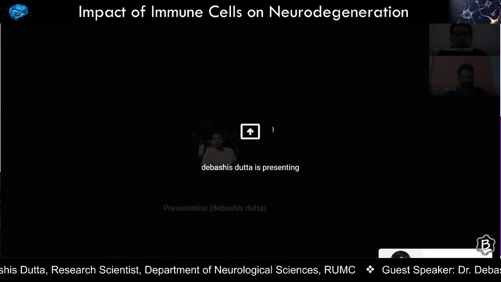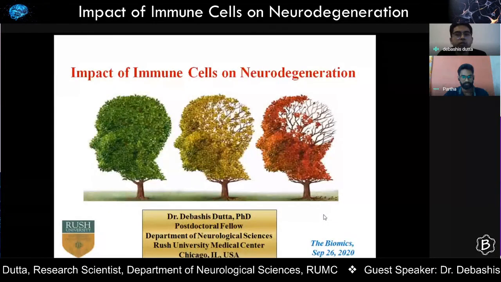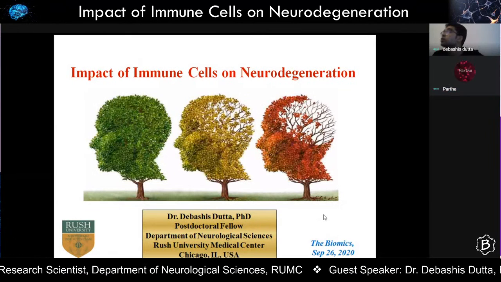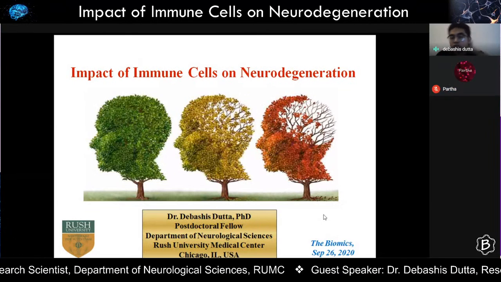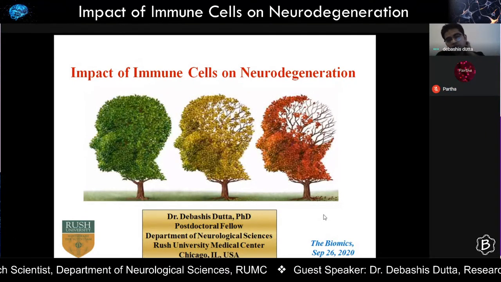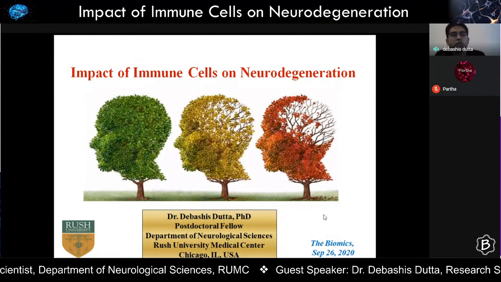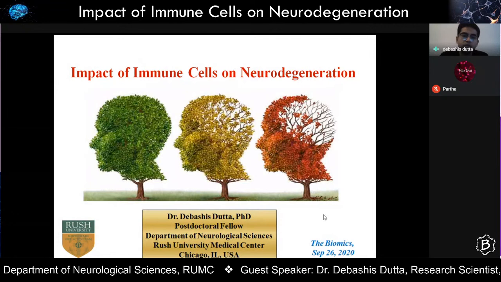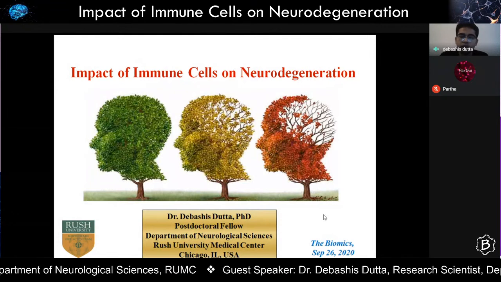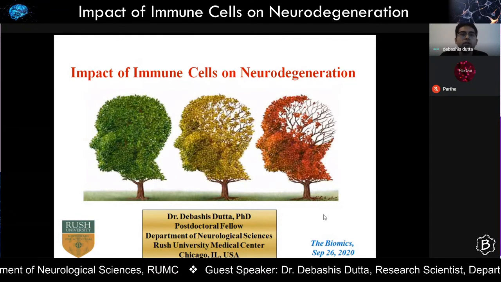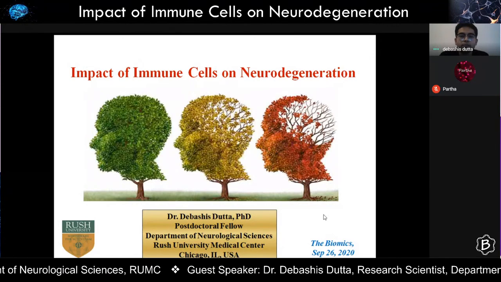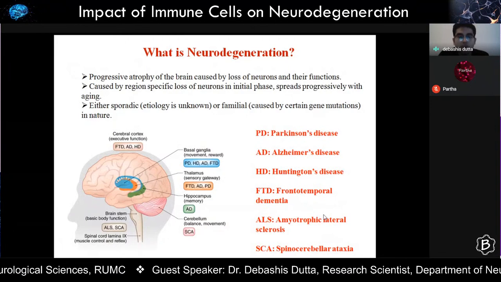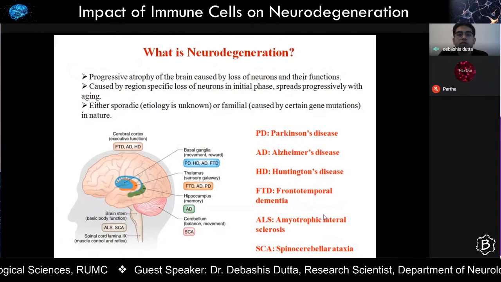As all of you know, the topic of today's presentation is the impact of the immune cells on neurodegeneration. Now, what happens in case of neurodegeneration, I'm coming slide after slide. The first thing is that we need to understand what is neurodegeneration.